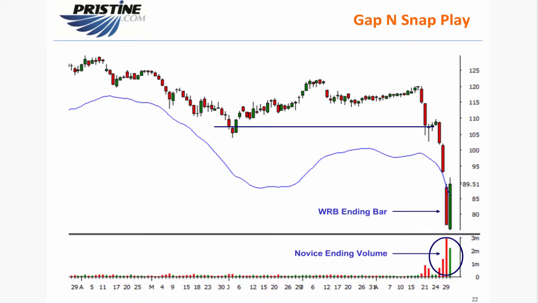Here you've got your gap and snap. Multiple days down, wide range bar ending, novice volume, right? This is a climactic buy setup. However, we don't want to wait for it to trade all the way back up above this high, which, by the way, if we did, not only is it a climactic buy setup, it's also a bear trap, right, which we just talked about. So you could enter this as a bear trap, but you could also play it as a gap and snap where it gaps down, and then as it trades back up above the prior day's low, that's your signal to play it long.